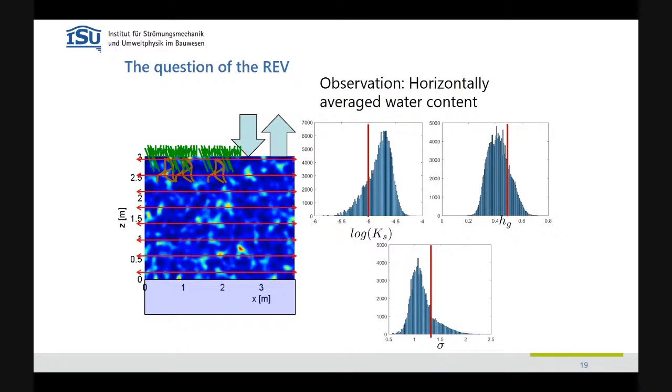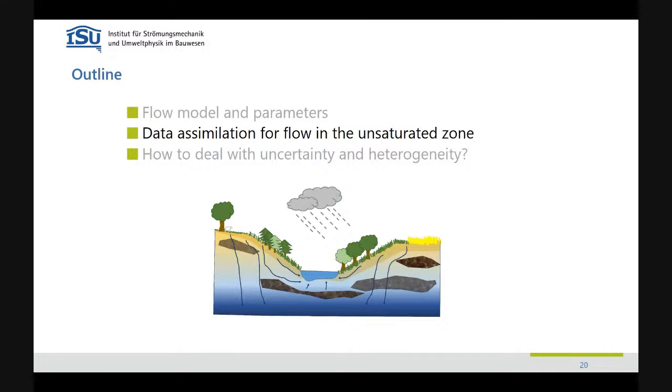But the point is, this is typically not the case. So these were just examples to illustrate that if we use these models on large length scales to model flow in the unsaturated zone, we are facing a situation that we use models that have model errors anyway, but we also have a big uncertainty concerning the parameters of these models.